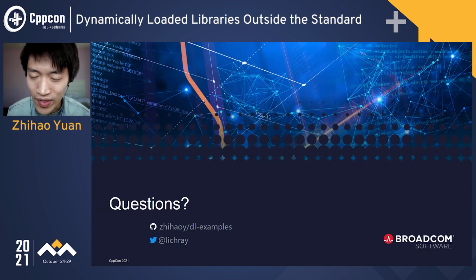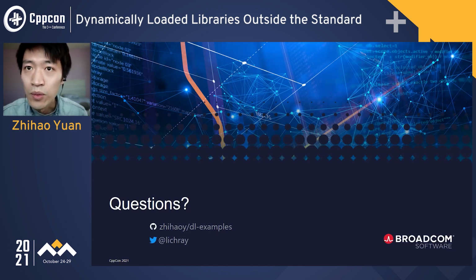Also, strictly speaking, the DL names, the library names, are not exactly paths. In some situations they are paths, of course, but in some situations they go through a finding process. So if it really comes to a proposal, this part, of course, needs to be carefully designed. Any more questions?